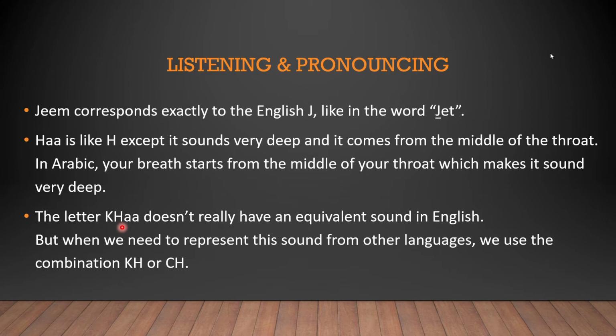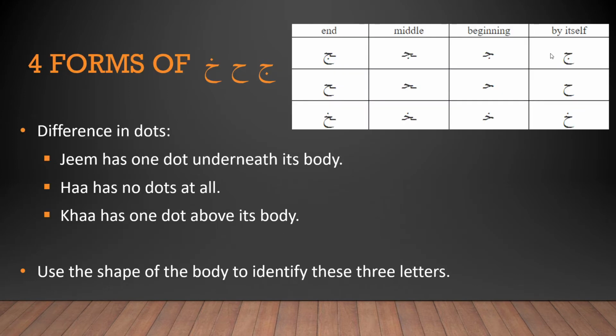That's why we need to practice a lot about this Ha and Kha, because these are the two main letters that are not found in any other languages, especially the English language. So we have now looked at the next 3 letters of the Arabic language, Jeem, Ha and Kha. We learned how to pronounce them also. So now let us look at the 4 forms of Jeem, Ha and Kha.